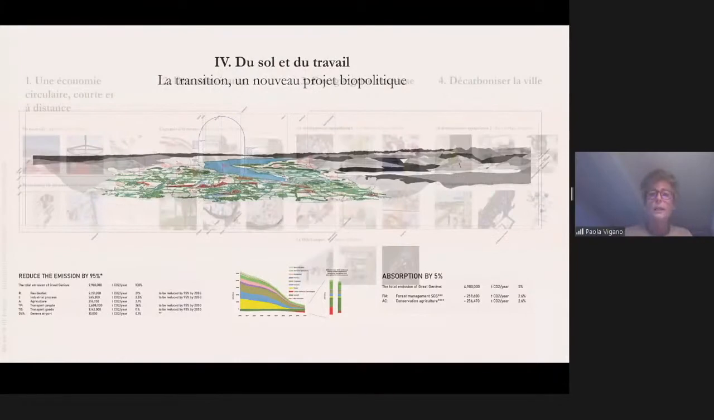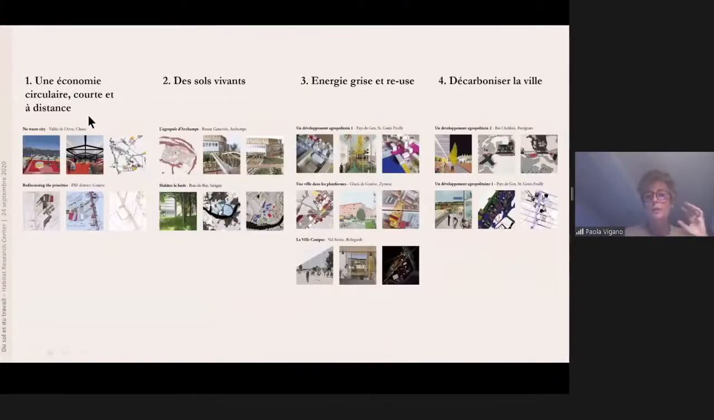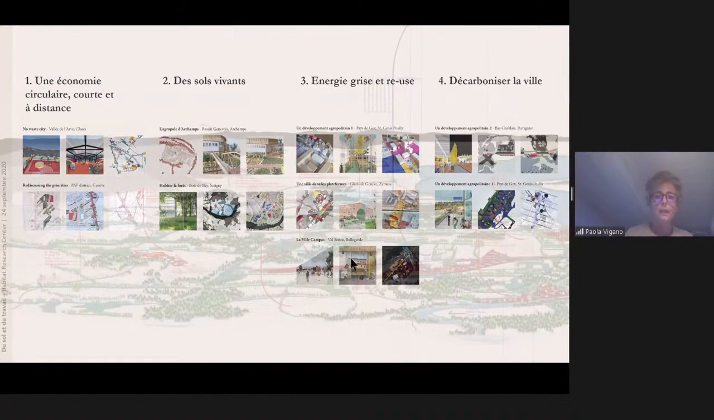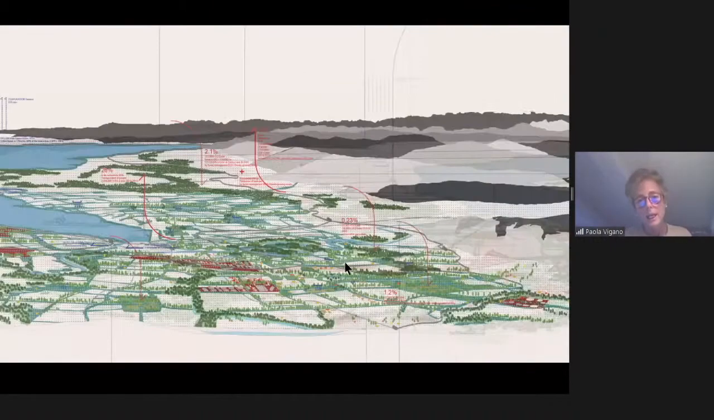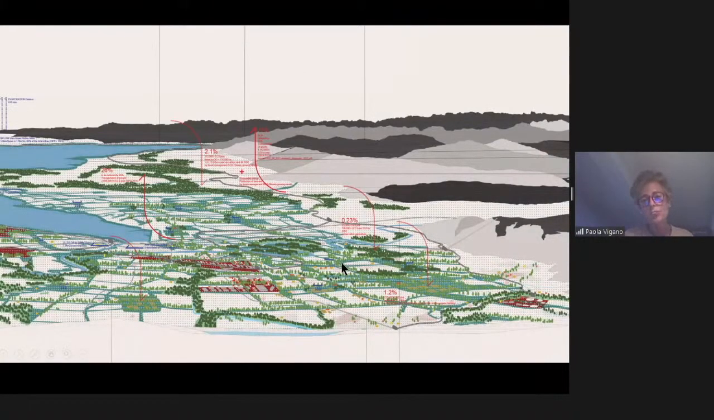So from soil and labor, let's say, the idea is to work on this circular economy and also decentralized living soils and not dead soils, including the urban soils, the embodied energy and reuse, and decarbonizing the city. Let's say all the strategies I've shown you in these portraits of a small part of the Grand Genève are guided by this, and then they build, let's say, a landscape and a territory that is different from today. Nevertheless, it will be different.